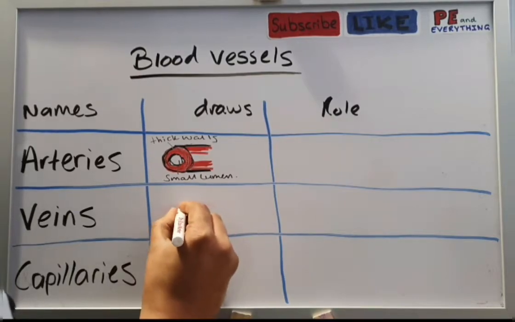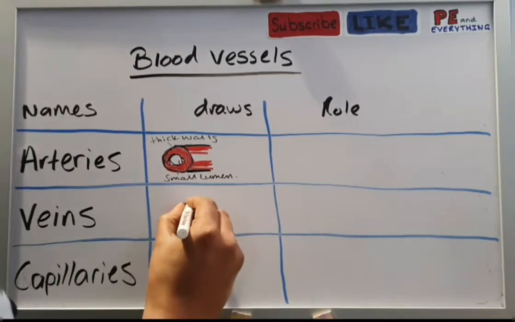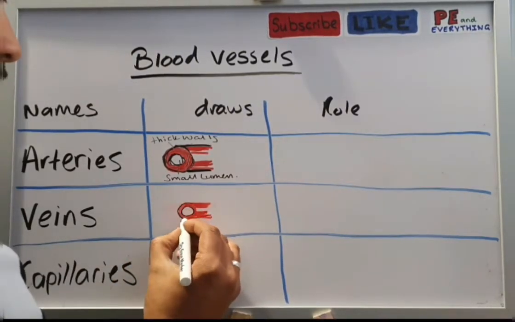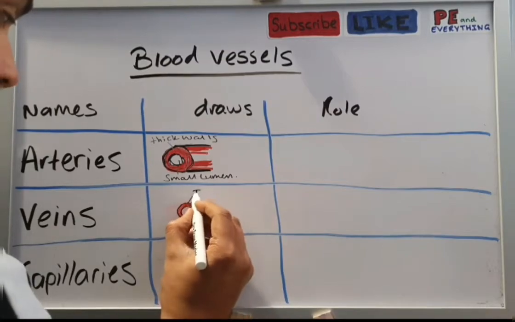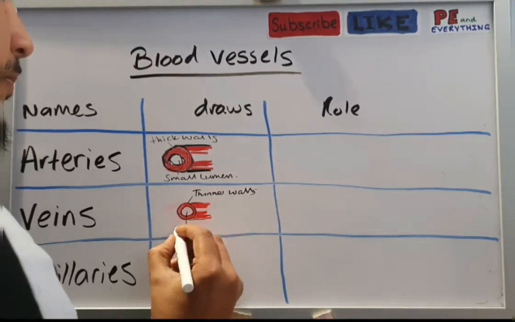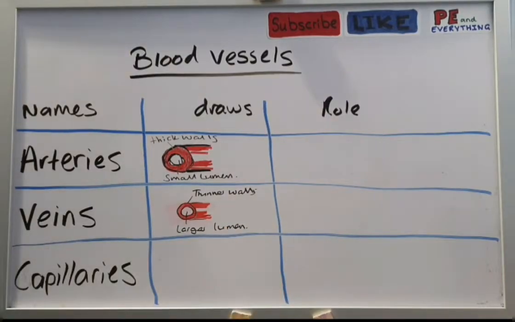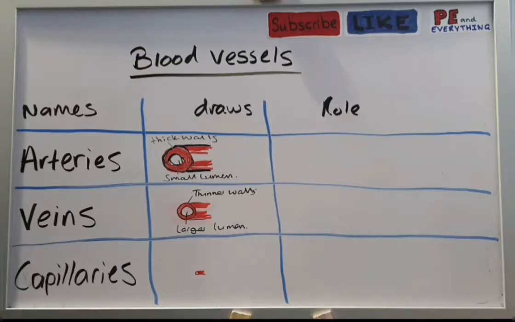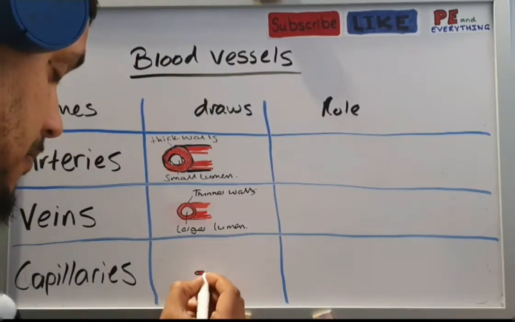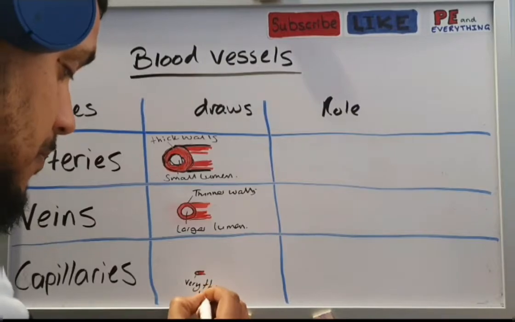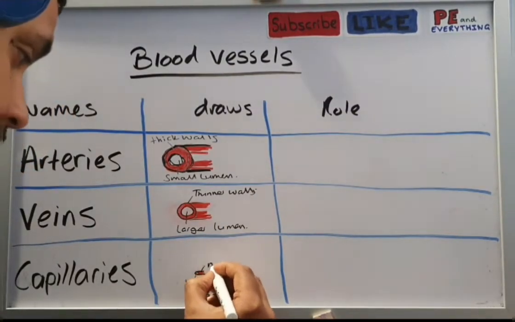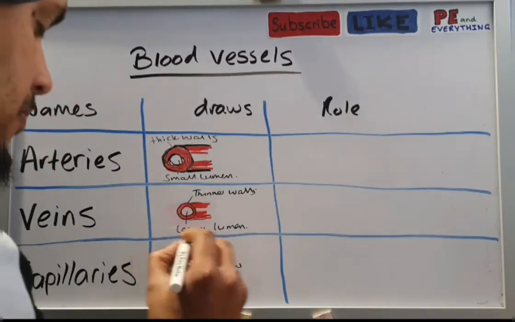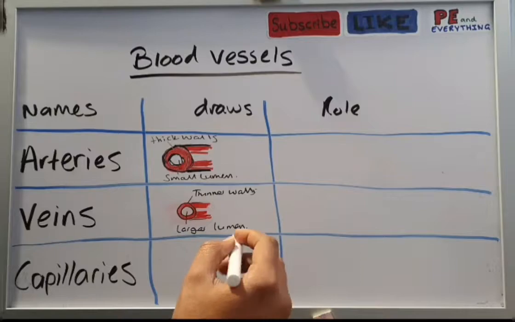Now for the veins. The veins have got a bit of a smaller wall, because they're a smaller blood vessel, and a bit of a larger lumen. So as I put there, thinner walls, large lumen. And the capillaries, they are made up of cells. They're very, very tiny. They are also very narrow, and they are elasticated.